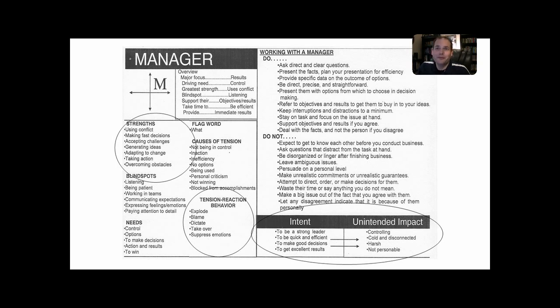They win pretty much every single debate you have, right? They make fast decisions, they accept challenges. If there's a crisis, go lean on your managers. They're really, really good at that.